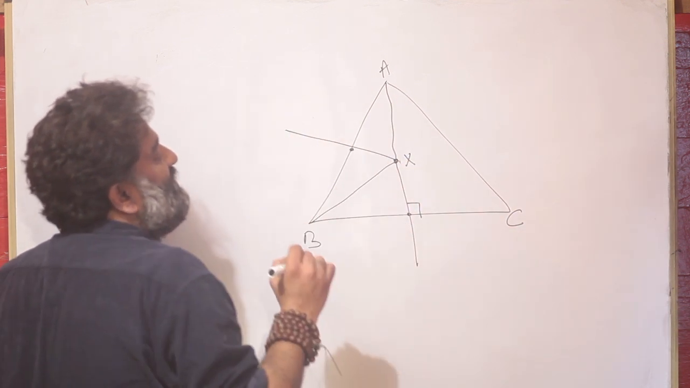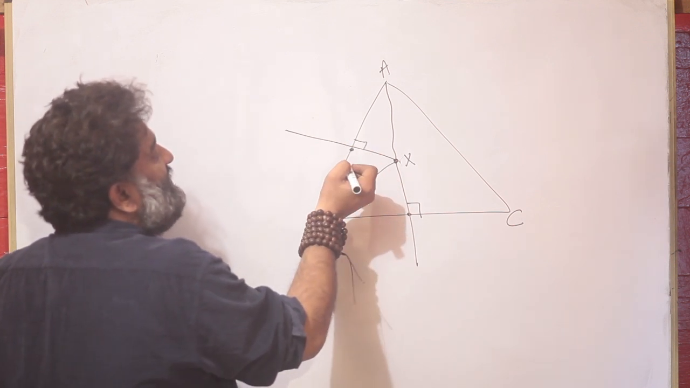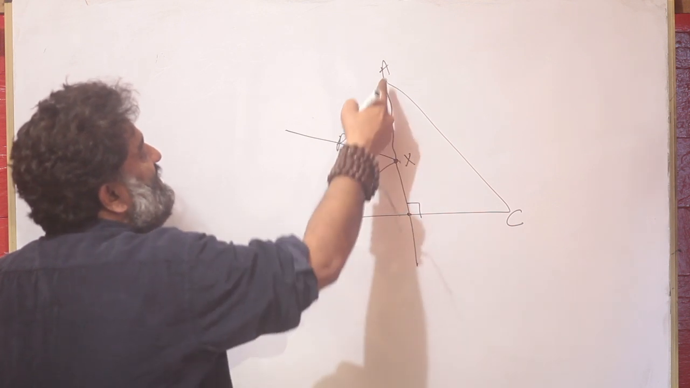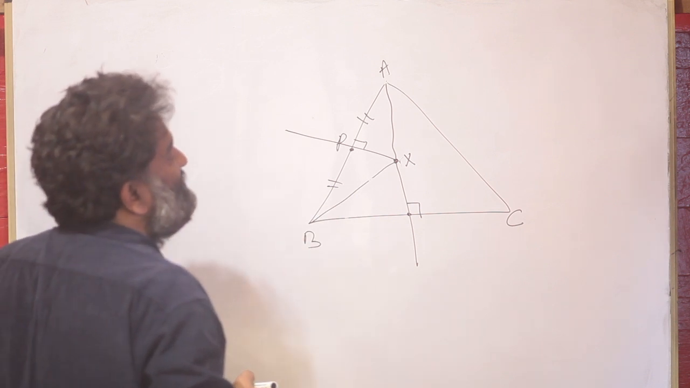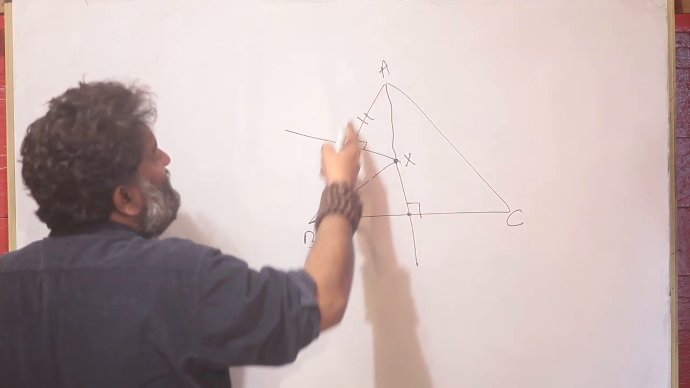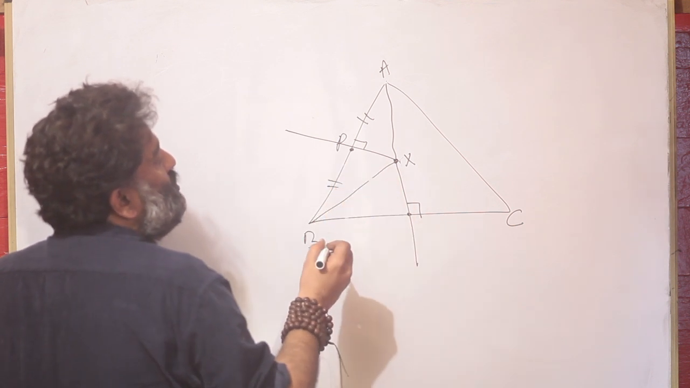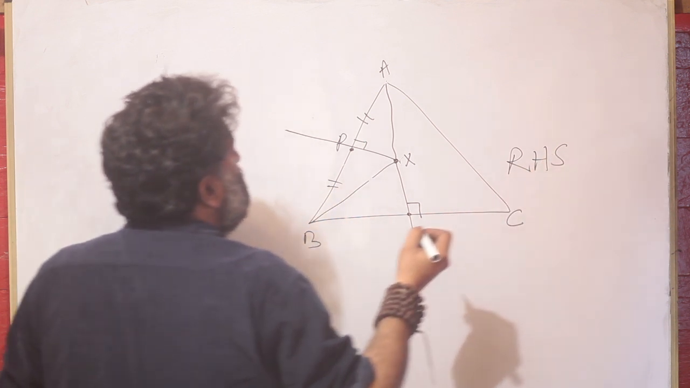So let's start thinking about that. What information do I have? I know this is 90 degrees, and if I call this point P, AP is equal to PB. I know this much information. So now if I think of triangle APX and triangle BPX, they are going to be congruent. Why? There is something known as RHS congruence.